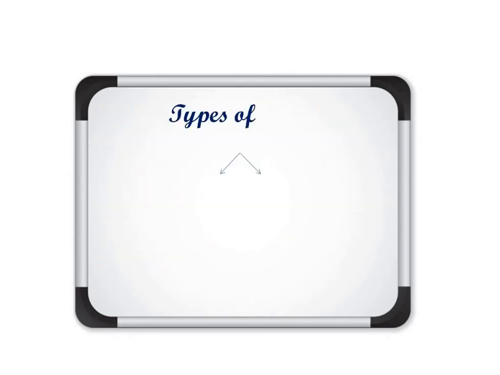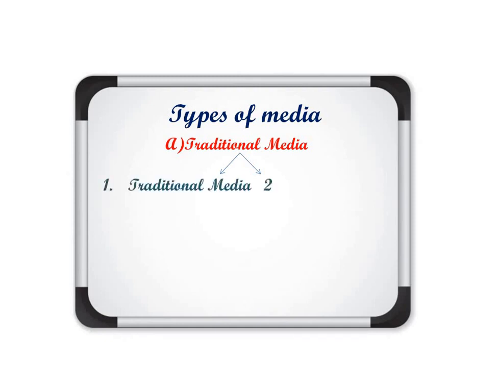Next thing, types of media. There are two broad types of media. Number 1, traditional media. And in this traditional media also there are two parts. Number 1, traditional, and number 2, print media. Okay, and now there are some examples of traditional media and print media. See, in traditional media, TV, and in print media, newspaper.